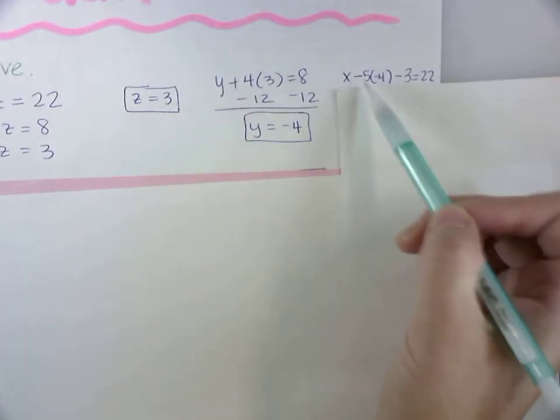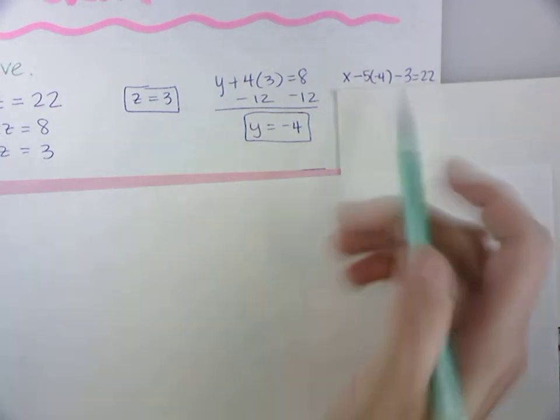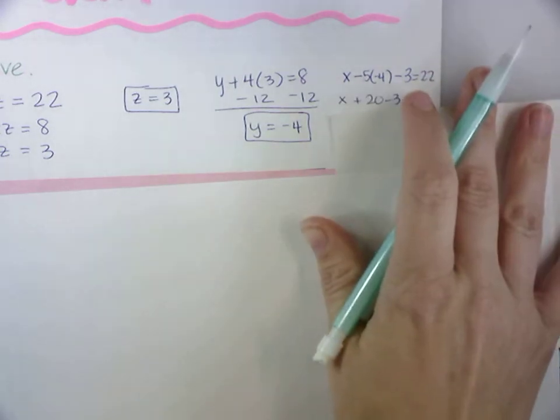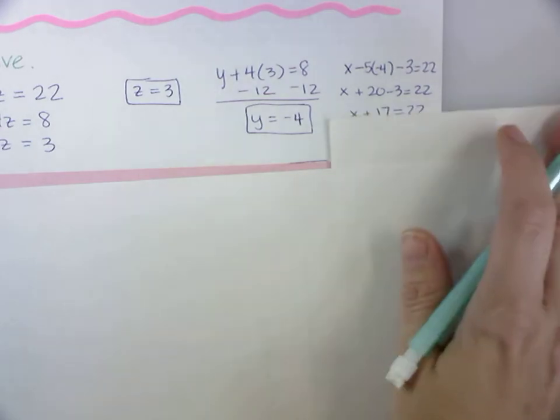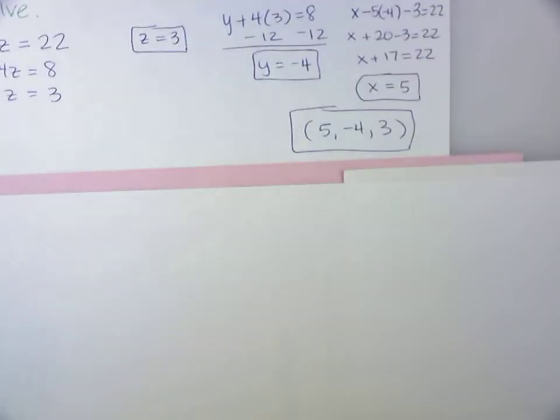So I have x minus 4 times negative 4 minus 3 equals 22. So a negative times a negative is going to be a positive. 20 minus 3 is 17. And then you're going to subtract. So your x value is 5. So just like we did for our bell work, we are going to write it as a coordinate point. And that coordinate point is going to be 5, negative 4, 3.